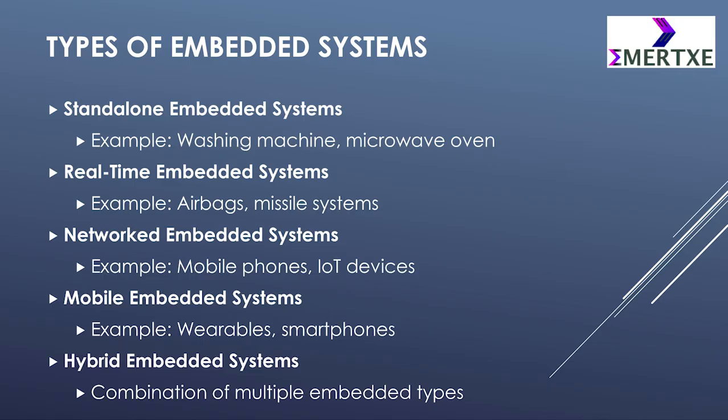And the fourth one is mobile embedded system. These systems are used in portable devices. They run on batteries. Example, smartphones. And the fifth one is hybrid embedded system. These systems combine features of more than one type. Example, smart car systems.